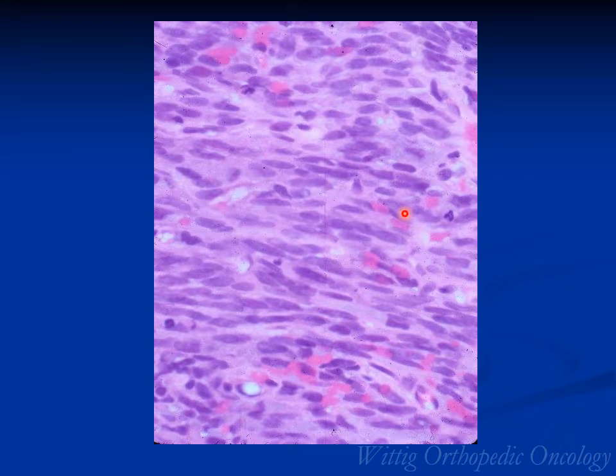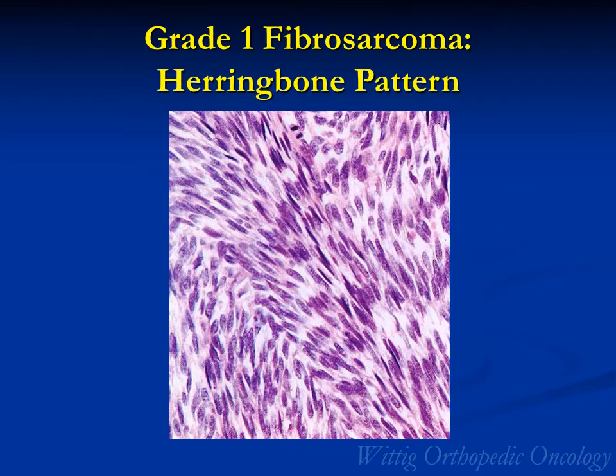This is showing you the higher power view. Notice the cigar-shaped nuclei and the fibrous tissue. The nuclei are arranged haphazardly. They're crowded on top of each other. Hypercellular, with some mitotic figures, over here, over here, over here, and some red blood cells. This is showing you the classic herringbone pattern with a fibrosarcoma, where some of the fibers are cut longitudinally and some in cross section.